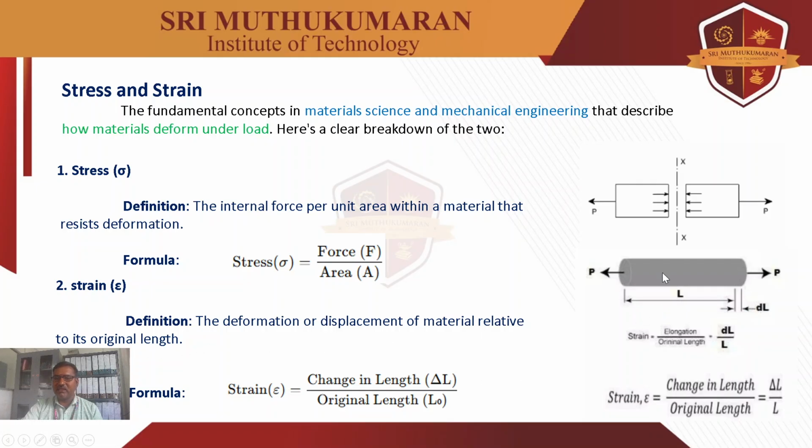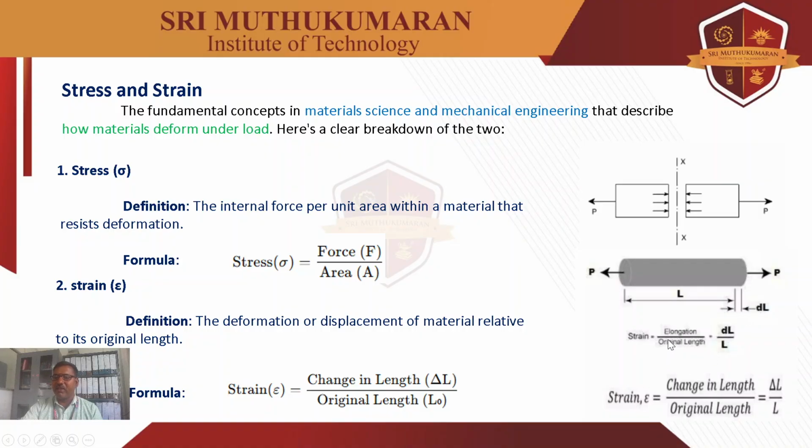In this diagram, you can see that the load is applied in the opposite direction on a tensile machine. This is the original length. After load is applied, deformation occurs. With gradually applied load, the deformation is an extension, an increase in the length. This increase in length is the elongation. This dL is for the elongation.